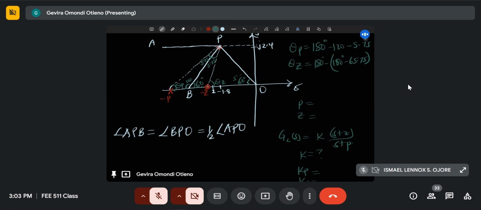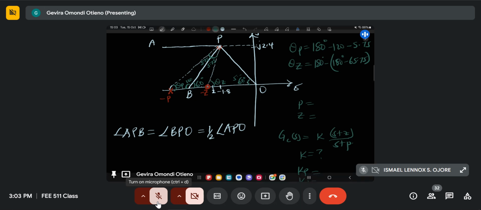So please complete this so that I'm also going to complete it and see the solutions that I get. Then we compare them in the next class as we discuss the lag compensation. I hope that suffices for today.